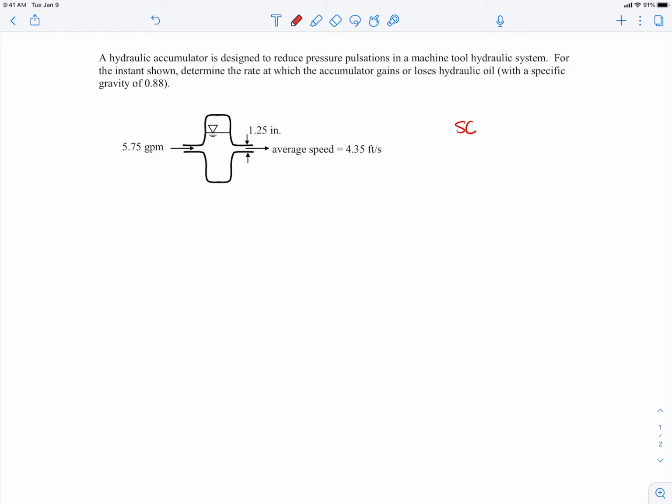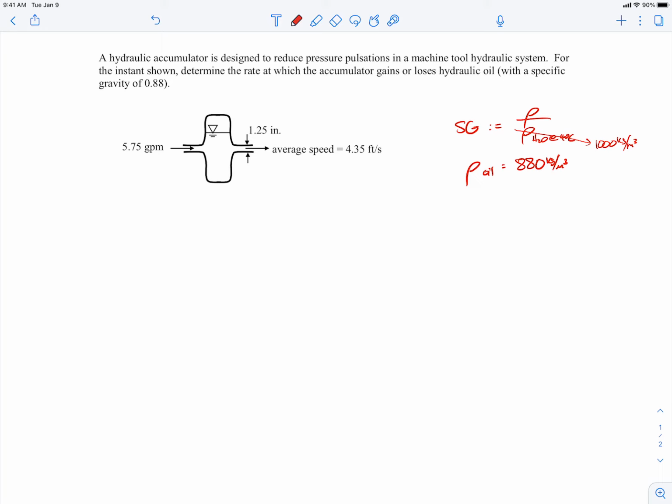Just for your reference, specific gravity is defined as the density of whatever liquid divided by the density of water at 4 degrees C. This is a nice temperature because the density of water is 1,000 kilograms per cubic meter. So the specific gravity is just a way to find the density of something easily. If the specific gravity is 0.88, that means the density of the oil is 880 kilograms per cubic meter. You don't need to know this definition for thermodynamics 1; it's more of a fluid mechanics topic, but I can just present it here. It's just a way to find the density of the oil.